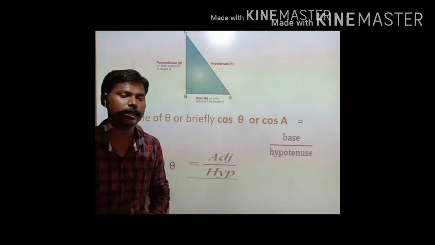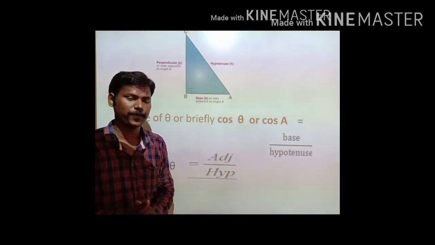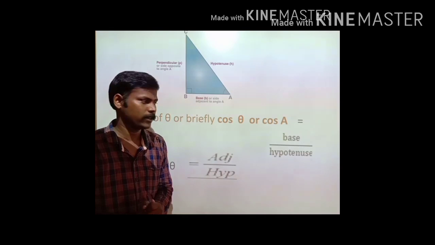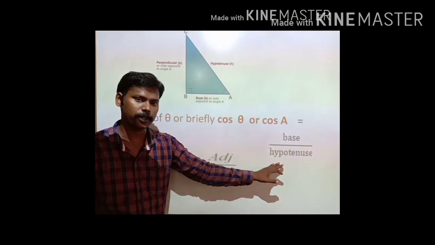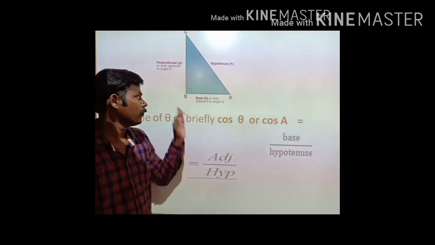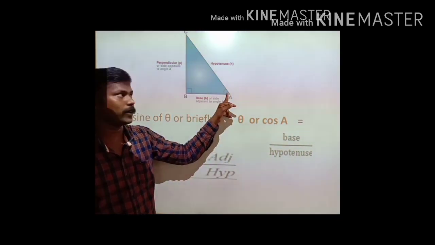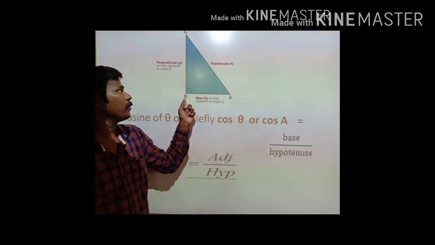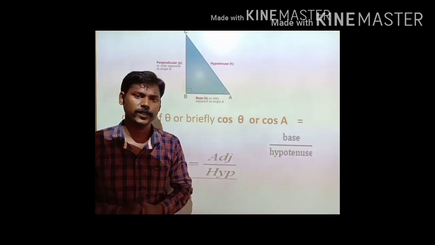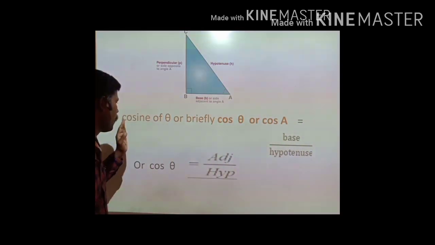ABC is a right angle triangle. Now I consider angle at A. Now cos theta or cos A, how to define? Base by hypotenuse or adjacent side by hypotenuse. From this diagram, cos A, how to write? AB by AC. Understand, children? So once again look at the board.